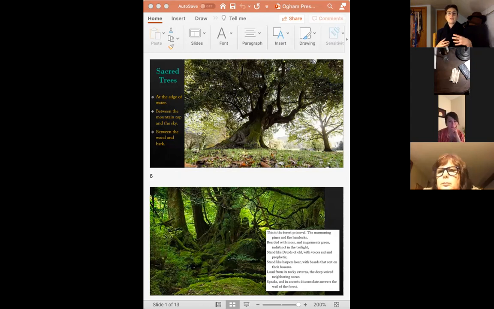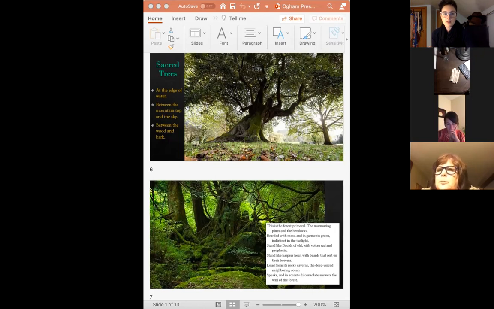So if we were connecting to the Ogham, not only are you connecting to the individual spirits of the trees and the plants, communing with them as a being that can speak back to you, you could go to places in nature and bring those specific questions to different areas.